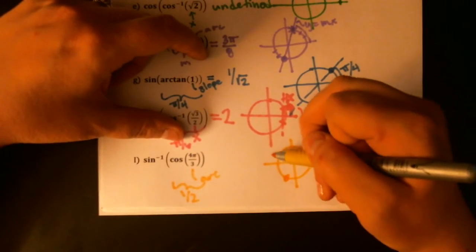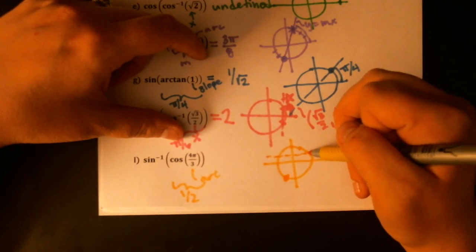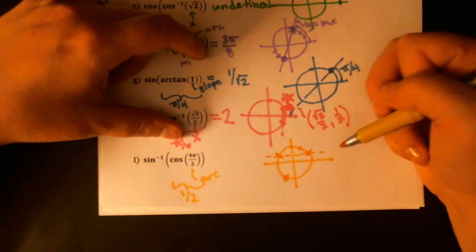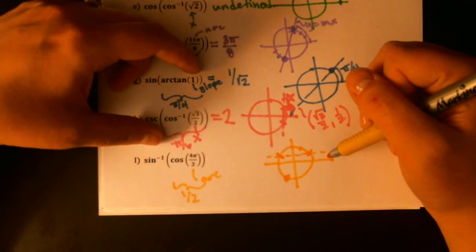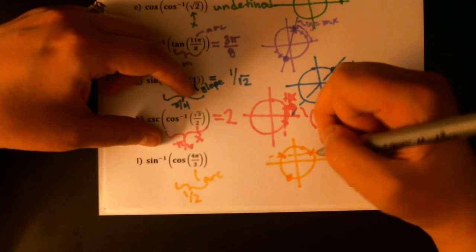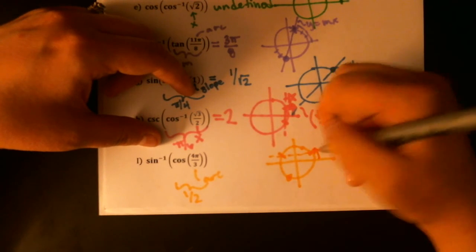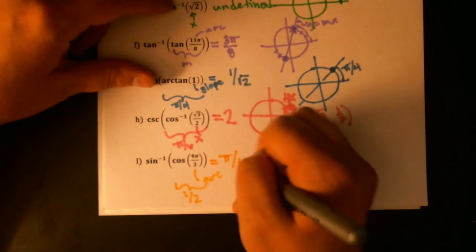So now I've got to picture a y value of 1/2, which is going to put me closer to the x-axis, either in quadrant 1 or 2. So inverse sine will choose the point in quadrant 1, and it will look for this arc length right here, which is pi over 6.